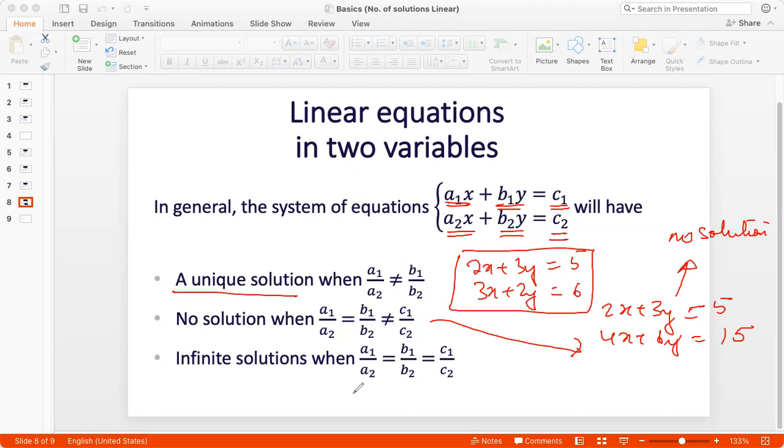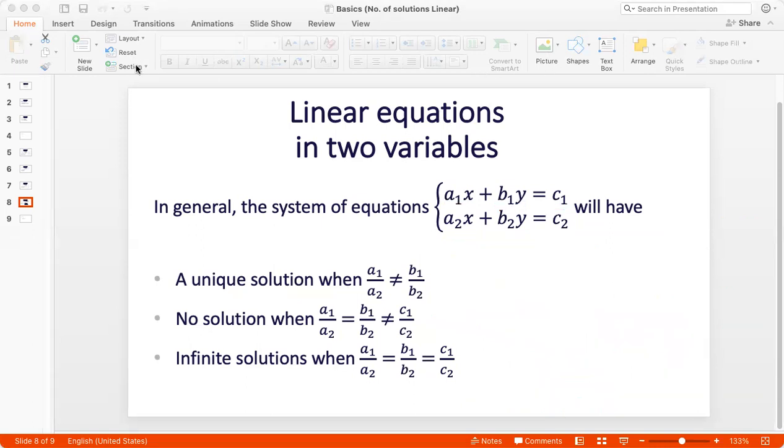And the third case, when all three ratios are equal: 2x plus 3y is 6, 6x plus 9y is 18. So a1 by a2, b1 by b2, and c1 by c2 are all 1 by 3. And so this system will have infinite solutions. So this is important, right? You need to remember these conditions for solving questions on the number of solutions for a linear system.